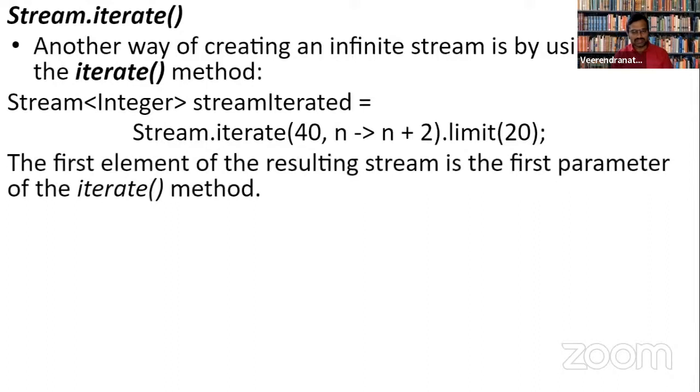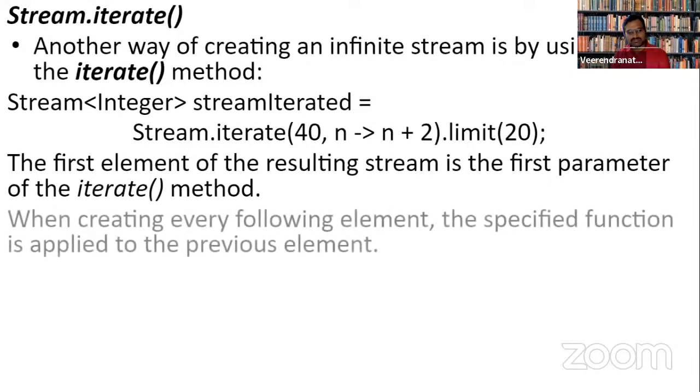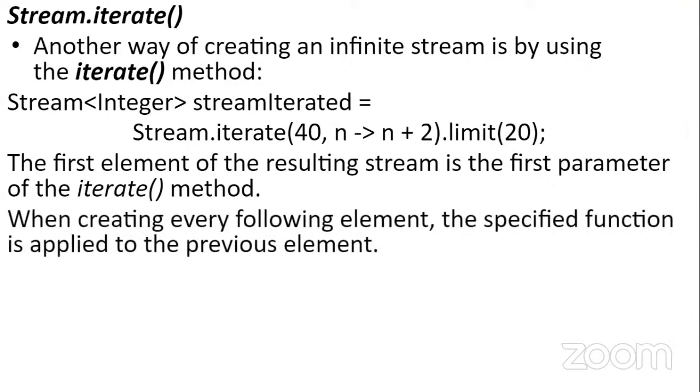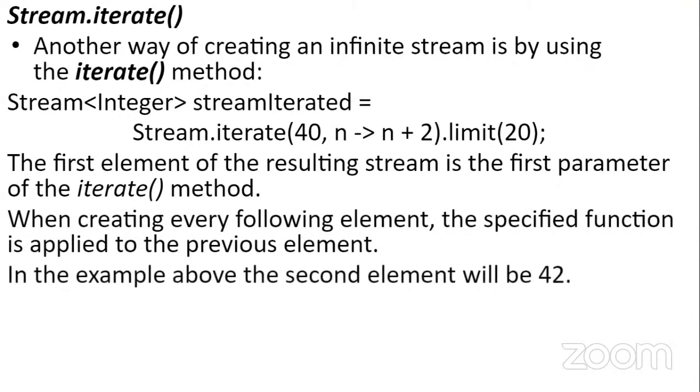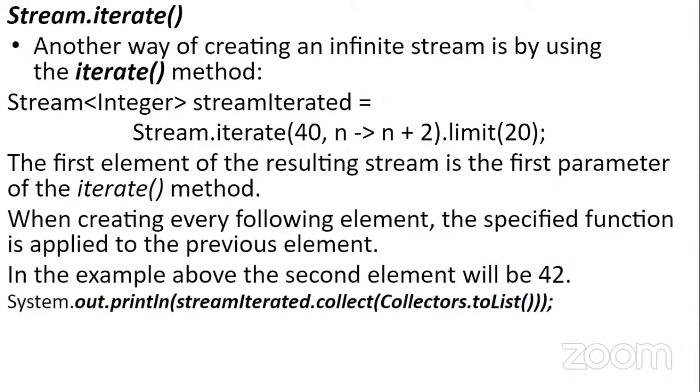So exactly what I'm trying to say here is, the first element of the resulting stream is the first parameter of the iterate method. The first element generally is 40. From then on, it will be 40 plus 2, which is 42. Then again you get 42 plus 2, then 44 plus 2, and so on.